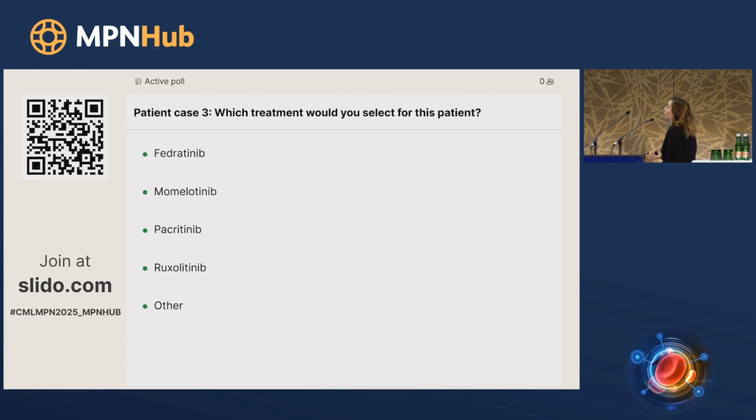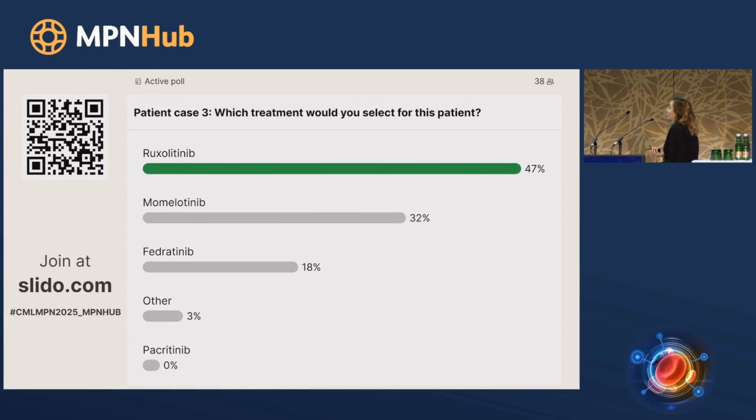So what's your choice in a patient with a huge splenomegaly, with a mild anemia and moderate thrombocytopenia? Would you start fedratinib, momelotinib, pacritinib, ruxolitinib, or other choice? Please vote. Okay. The majority of you decided to start ruxolitinib and, as a second choice, momelotinib.